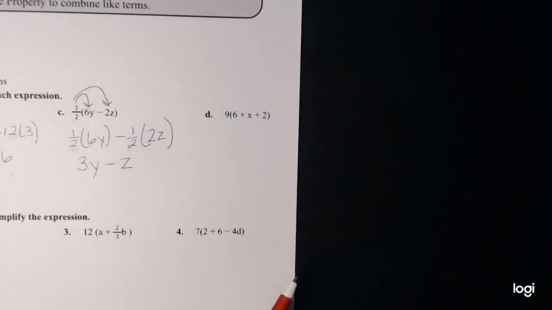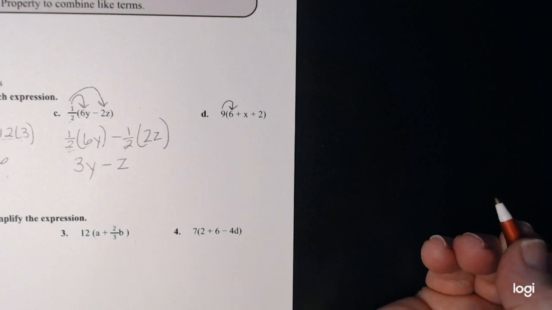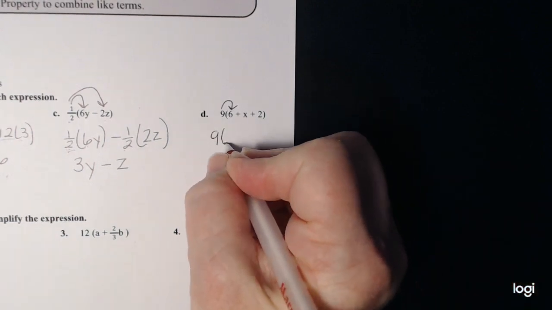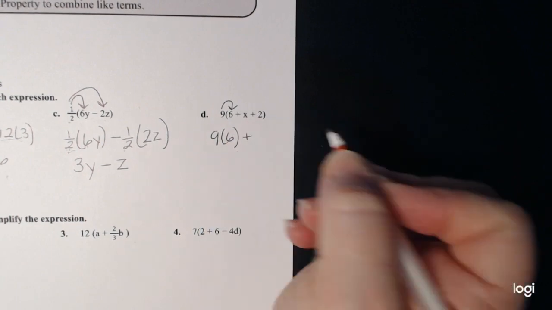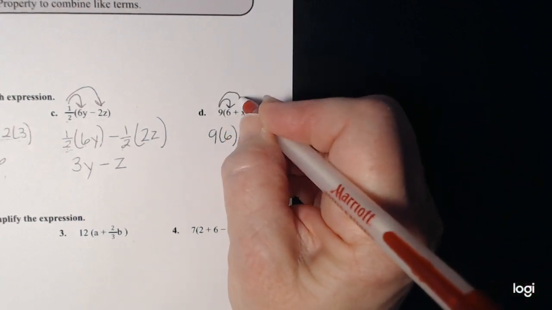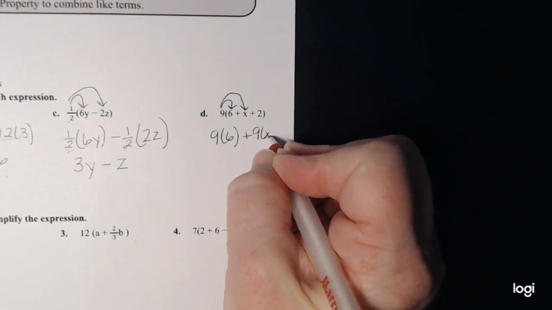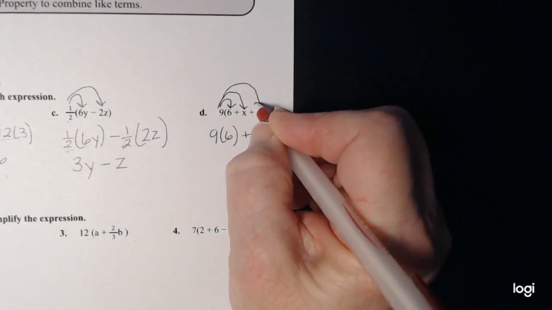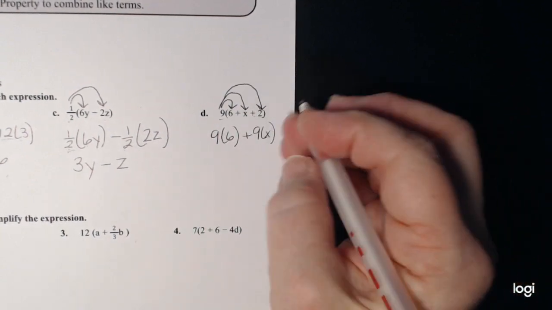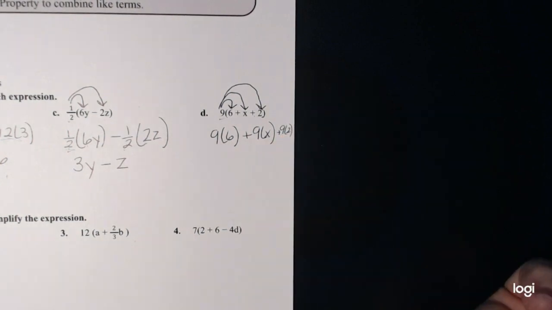All right, one more. Let's distribute and make our arrows. This means 9 times 6. Keep our sign. This time we're going to take 9 times x. 9 times x. Oh, and we've got one more to distribute this time, and that's 9 times 2. I have to write real small because I wrote too big. 9 times 2.